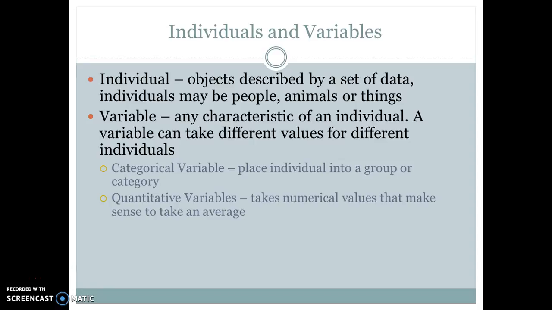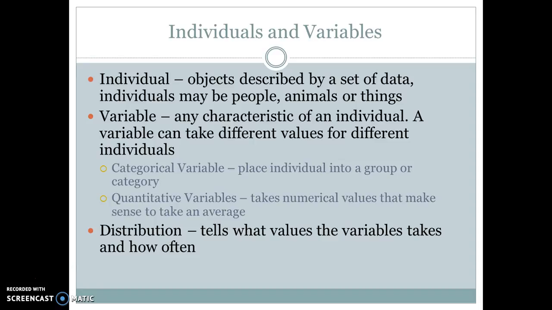Something that wouldn't make sense to take the average of is if I asked everybody to tell me what zip code they lived in. Well, it wouldn't make sense to take 10 people and average their zip codes. That wouldn't give me an average zip code that they live in. That doesn't even make sense. Okay, so if it's a number, it usually falls into quantitative variables, but not always. It only falls into quantitative variables if it makes sense to take the average of it. Okay, categorical and quantitative are the 2 kinds of variables.